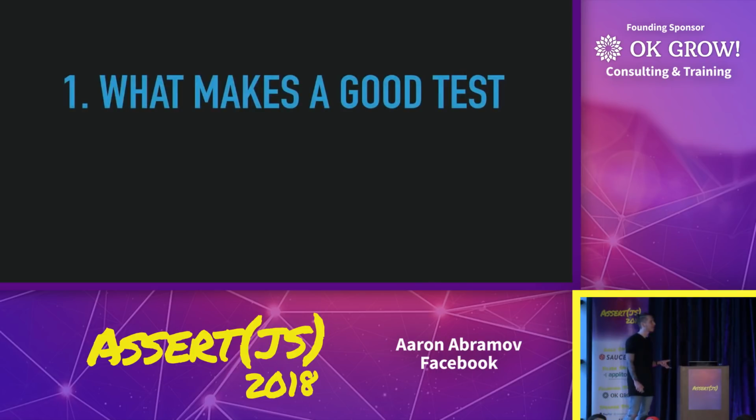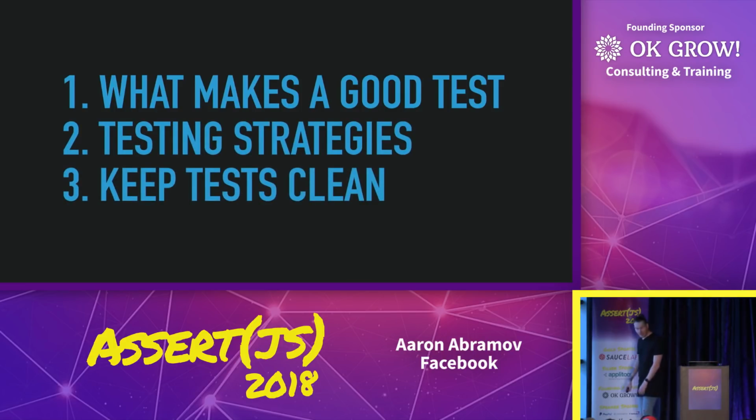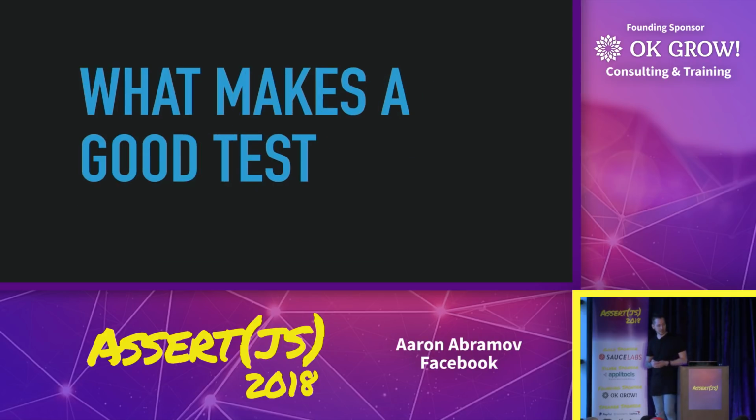So in this talk, I want to talk about three things. First, I want to define what a good test is and how to write those. Second, I want to talk a little bit about testing strategies, and I want to have an example that worked for me as a starting testing strategy for JavaScript applications. And then I want to talk about how you can keep those tests clean. Once you have found the strategy, how you can enforce it and make sure that you follow the strategy and make it easy for engineers on your team to write better tests.